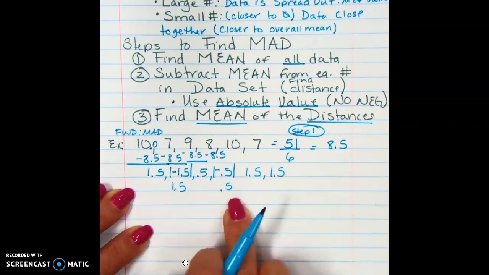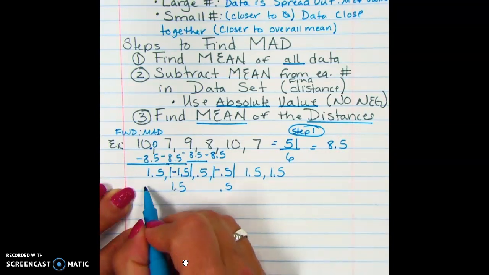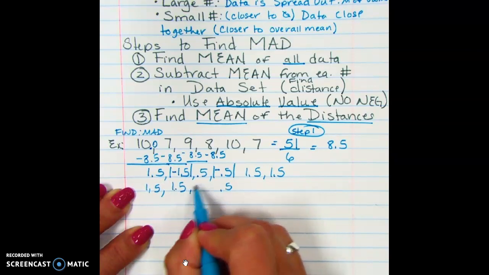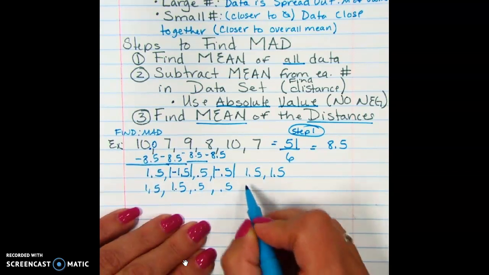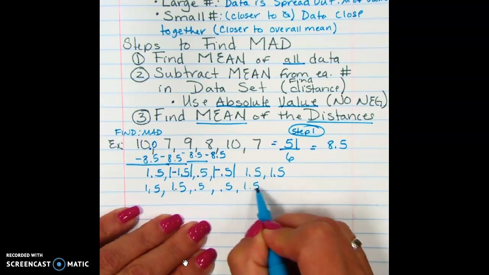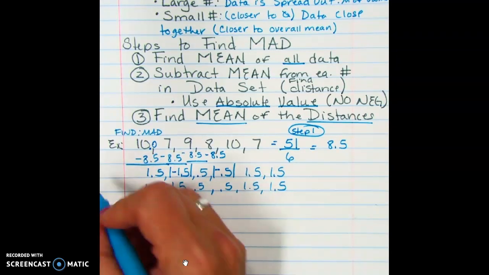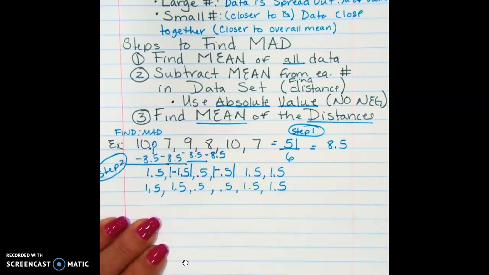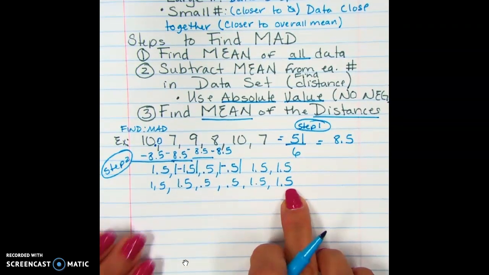So now my list of data that's subtracted from 8 5/10 ends up being 1 5/10, 1 5/10, 5/10, 5/10, 1 5/10, and 1 5/10. Now, that was step 2. A lot of work, but we can do it. But now step 3, we find the mean of this data.